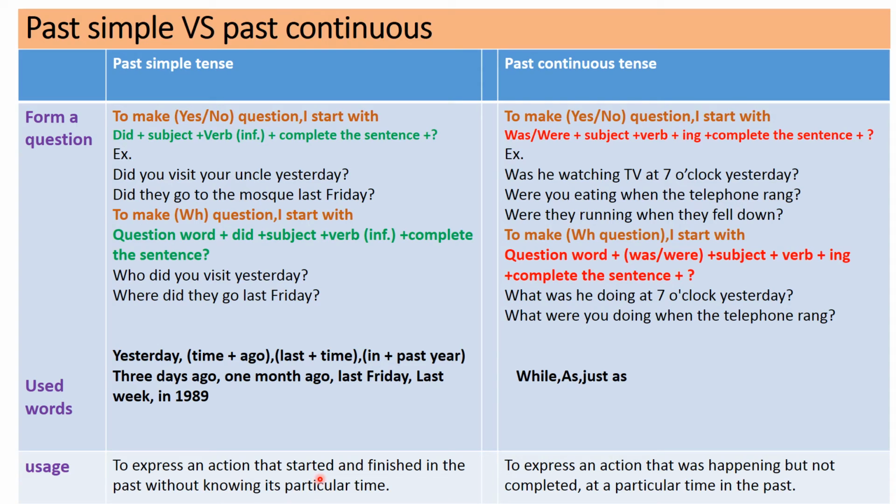So, an action that started and finished in the past. But I use past continuous to express an action that was happening but not completed. I have two actions. The first one wasn't completed, and we have another one that interrupted this one. And if I want to talk about an action that happened at a particular time in the past, so if I have two actions, one cut the other one, if I know the exact time of this action, and if my action took a long period of time, I use past continuous.